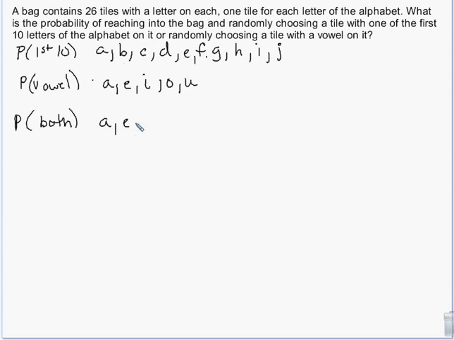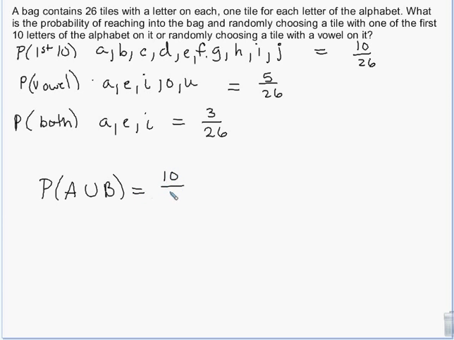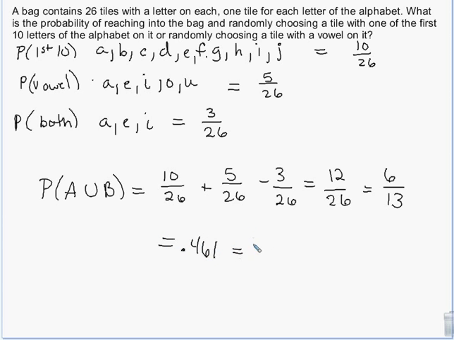So the probability of getting the first 10 letters is 10 out of 26, because there's 26 letters. The probability of a vowel is 5 out of 26, and the probability of both is 3 out of 26. So I take 10 out of 26, I add the 5, and I subtract the 3. And when I reduce that, I'll get 6 over 13. And again, if you want to know what the percentages are, you divide 6 by 13. So 46% roughly.